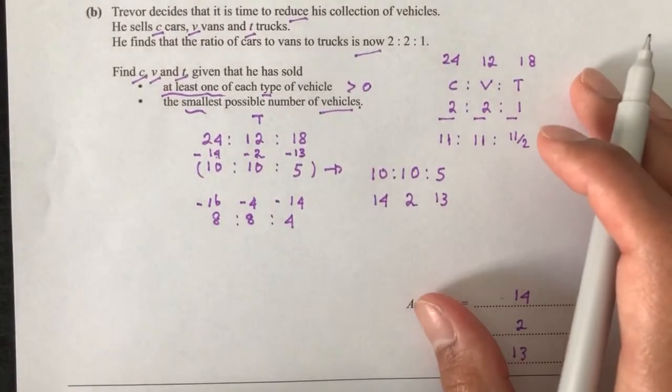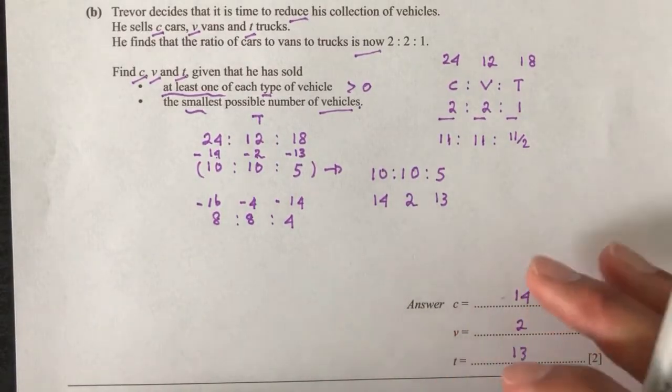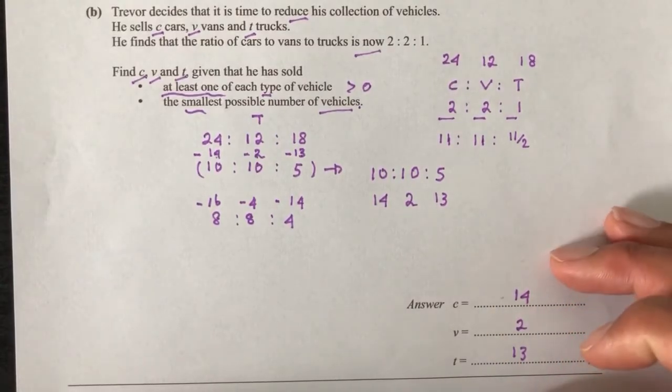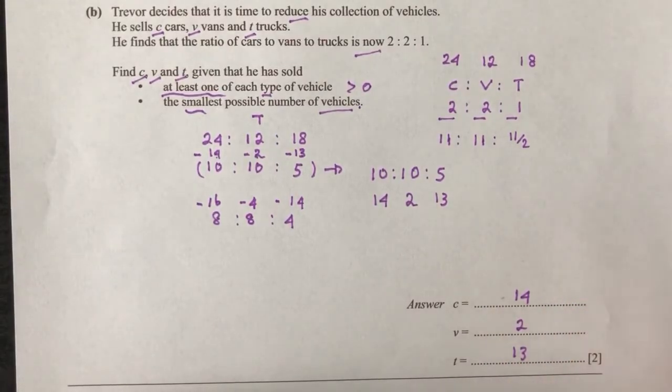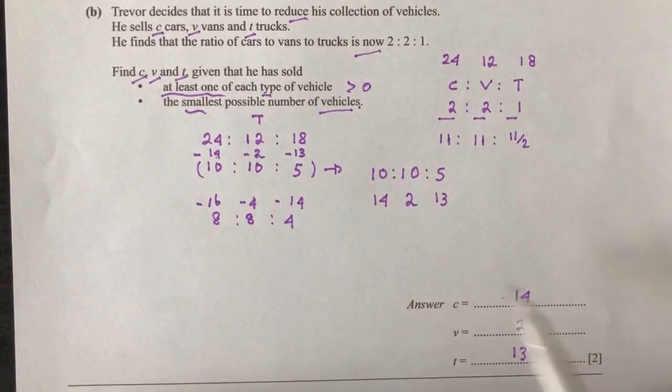So just to recap this question, we have to do it by trial. We have to try and see what the possible answers are, and then by elimination we find the right answers. There's no direct way, unfortunately. You have to try and see what can be possible. So for this one, it will be 14, 2, and 13. That will be question number 1.